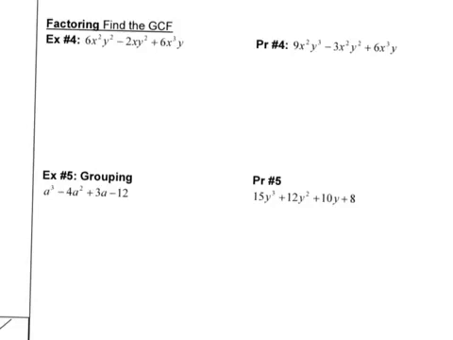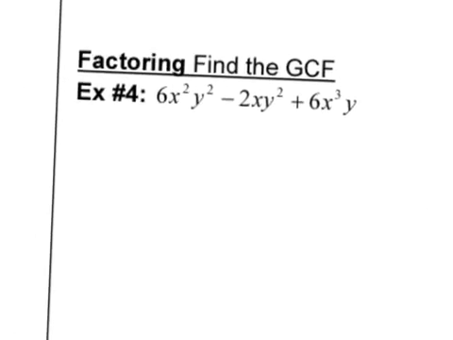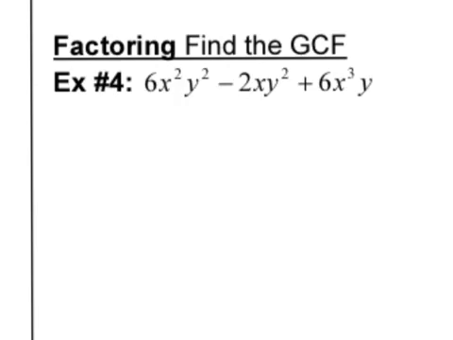Alright, and here's the continuation of the 5354 video, but this is just 5/4. This is factoring. So the first thing we're going to do is just talk about finding the greatest common factor. This is pretty easy. We're just finding the thing that goes into all of these.